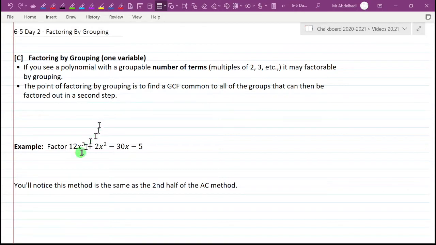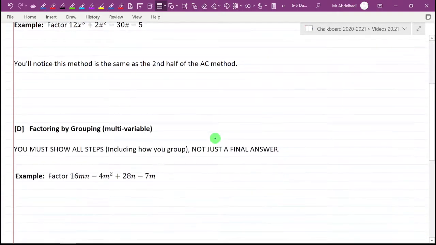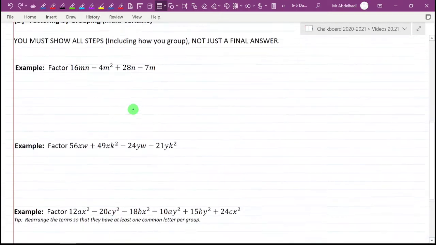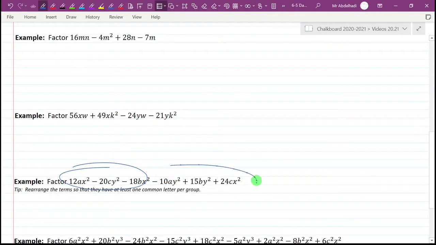So let's say you have 4 terms. You could group this into 2 sets of 2, right? That's 2 equal sets of 2. That's groupable, okay? And you might be able to factor by grouping. So let's say you have something with 6 terms. Well, 6 terms could be 3 groups of 2, or it could be 2 groups of 3, right? It could be 3 and 3. So you have options, okay?